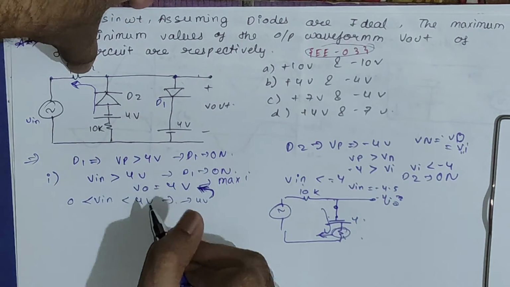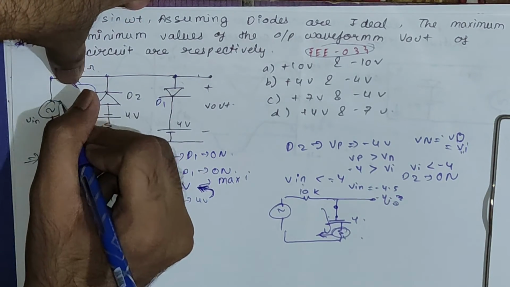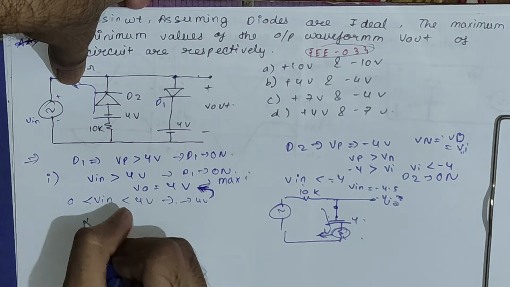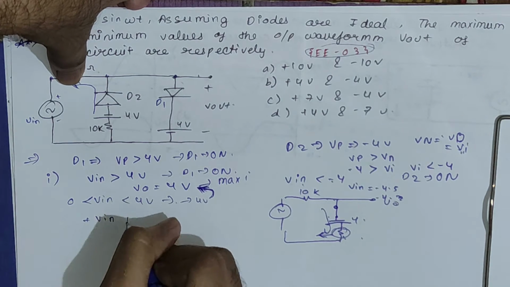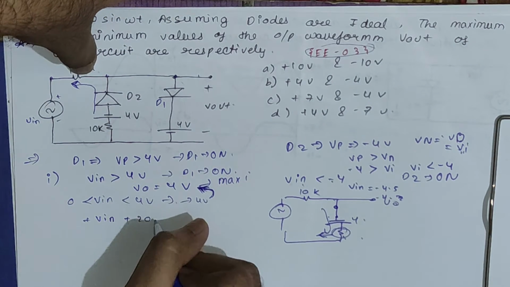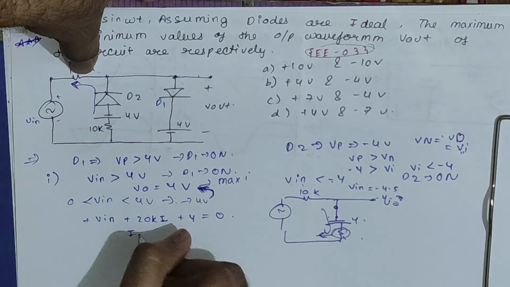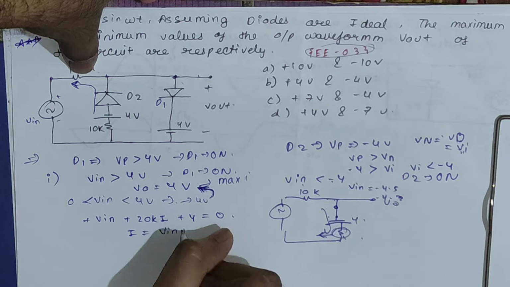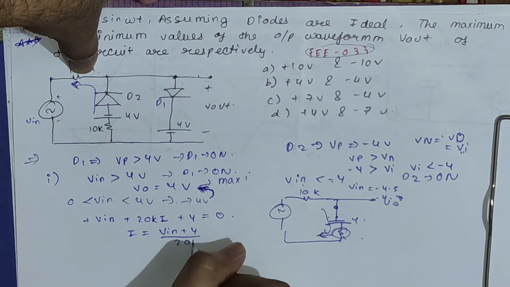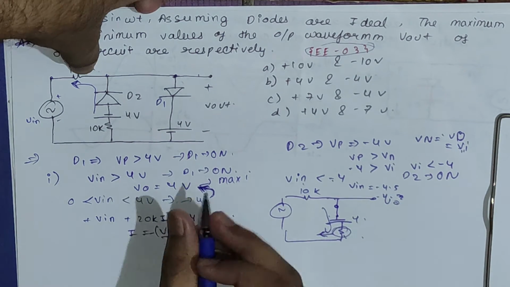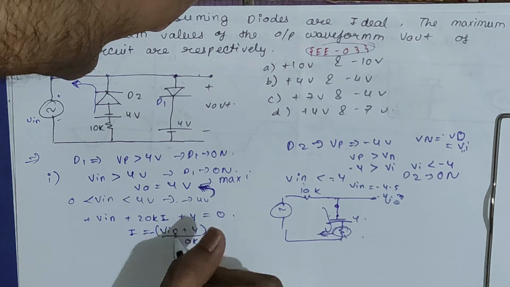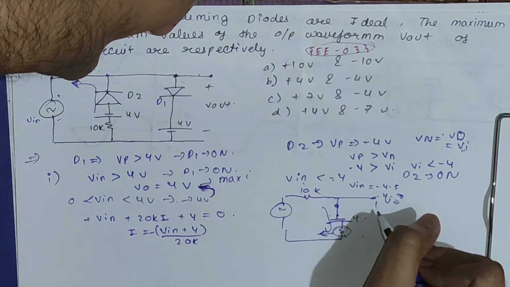If we apply the mesh like this, this is your plus minus, so we will get plus Vin plus 10k plus 10k, 20k I, plus 4 is equal to 0. So I will be minus Vin plus 4 upon 20k. This is what I is. Now we can use this to get VO. So this is our VO.